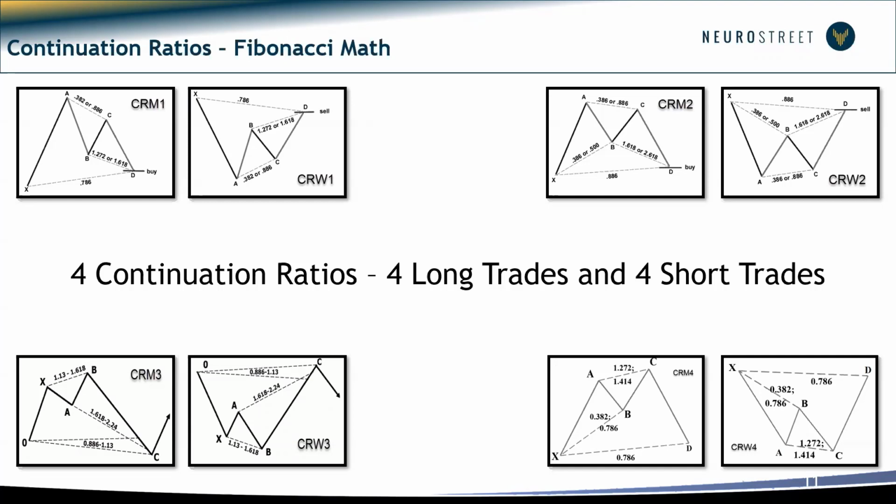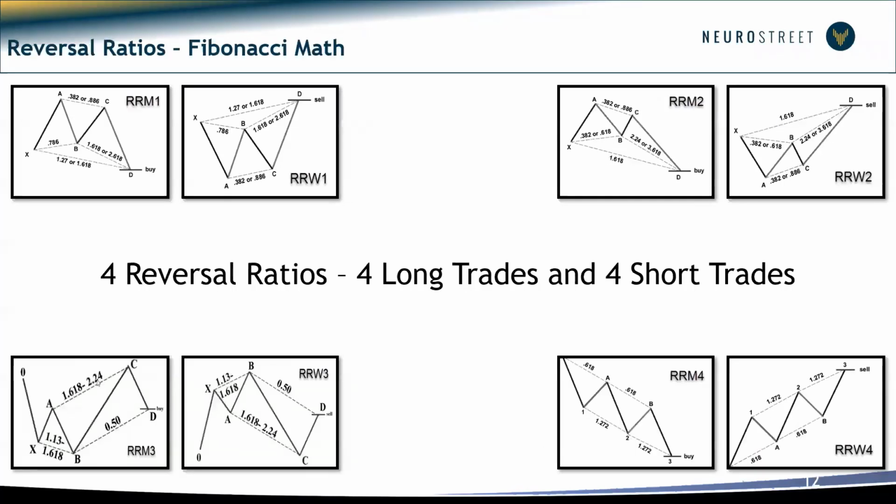Now, I'll give you an example. There's four different ratios, which means there's two for each, which means there's eight ratios here. Those are continuations. Let's take a look at reversals. The reversals are different, but yet they're all variations. So technically, there's eight different ratios, four reversals, four continuations, which makes for 16 trading opportunities. Eight longs and eight shorts.